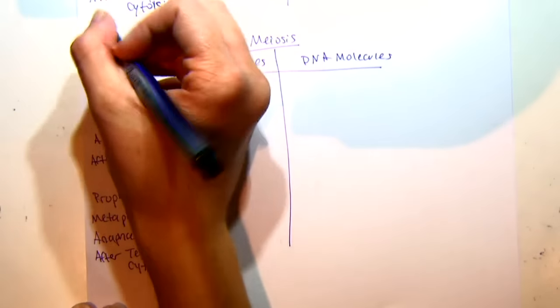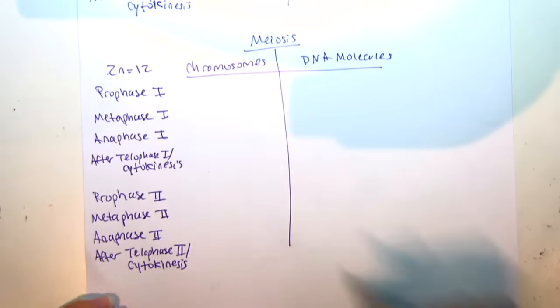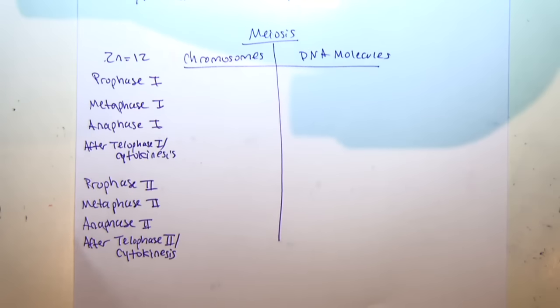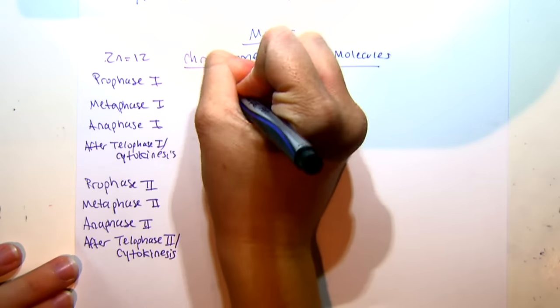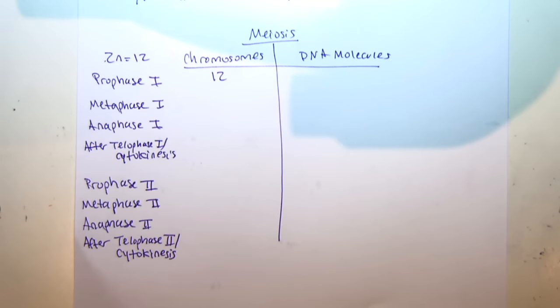Once again, our diploid number is 12. So let's go through these. In prophase 1, how many chromosomes am I going to have? 12, because we always start out with the diploid number. And do we have replicated chromosomes at this point? Yes, because we've gone through S phase, we've doubled our DNA. So how many DNA molecules are we going to have? 24.